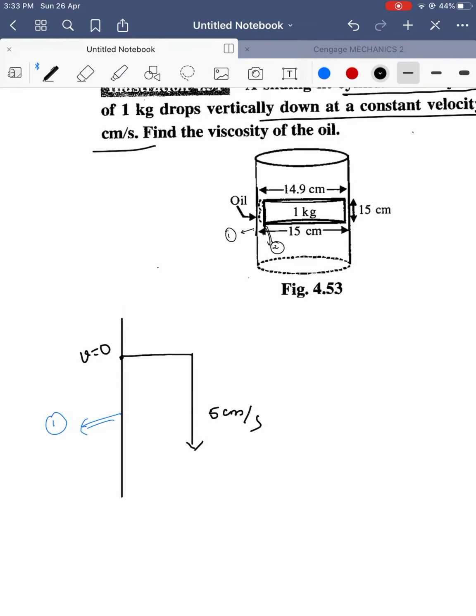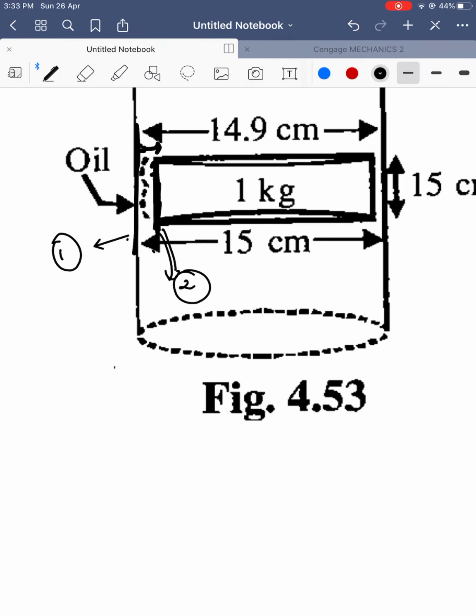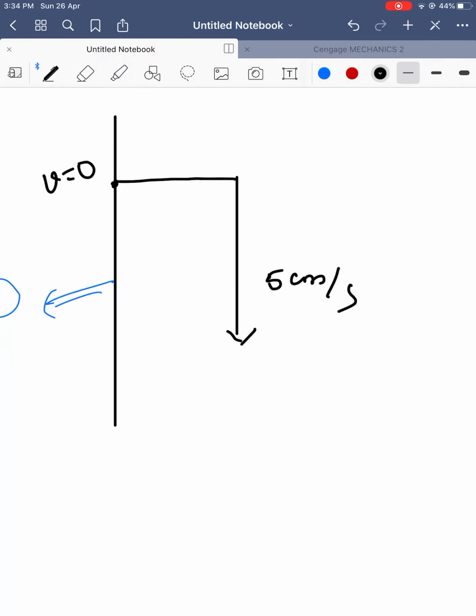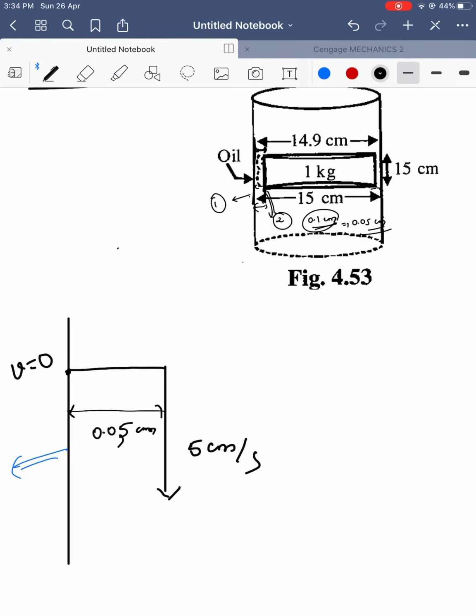How much is the thickness? So the thickness calculation is very important. Both the sides are equally distributed. If we distribute both the sides equally, 15 minus 14.9, 0.1 centimeter is the gap. This 0.1 centimeter is also divided equally. How much part will each have? 0.05 centimeter each side has. So let's draw from here to here 0.05 centimeter. Okay, hope you understood.